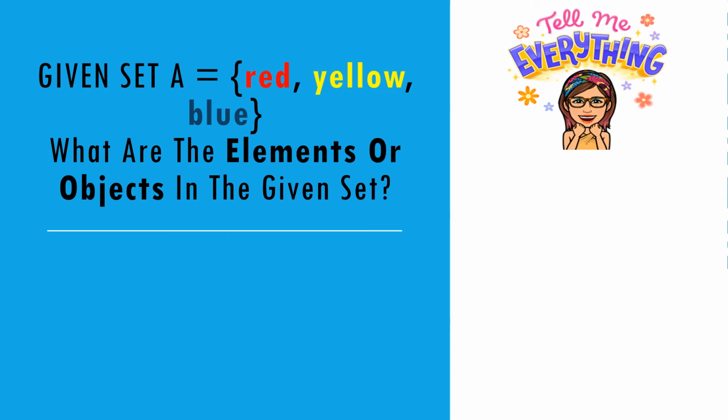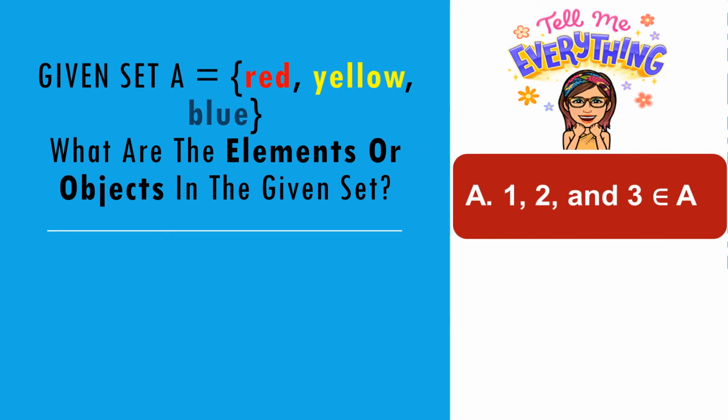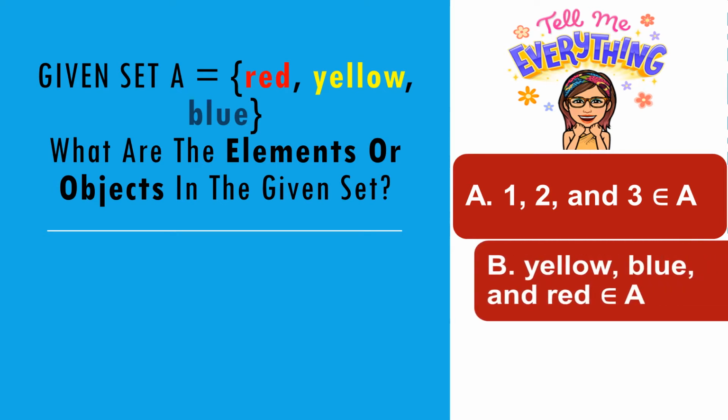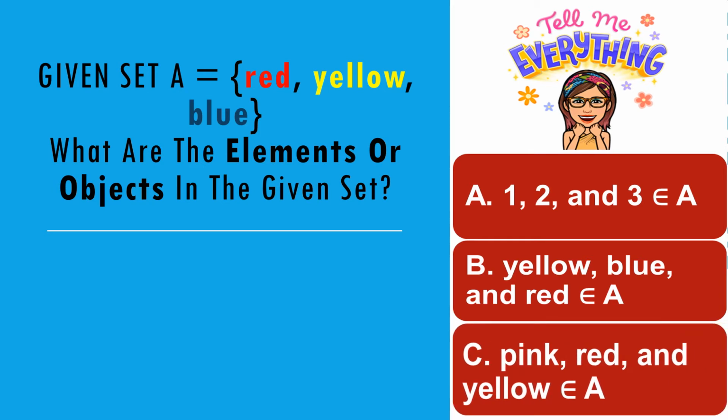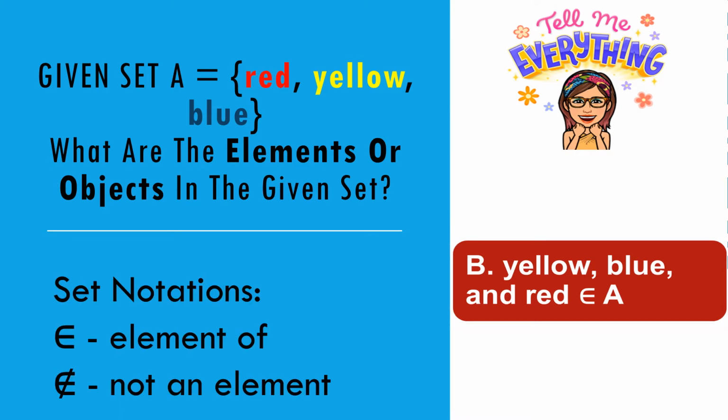Given set A, the elements are red, yellow, blue. What are the elements or objects in the given set? A. 1, 2, and 3 are the elements of A. B. Yellow, blue, and red are the elements of A. C. Pink, red, and yellow are the elements of A. The answer is B. Yellow, blue, and red are the elements of A.